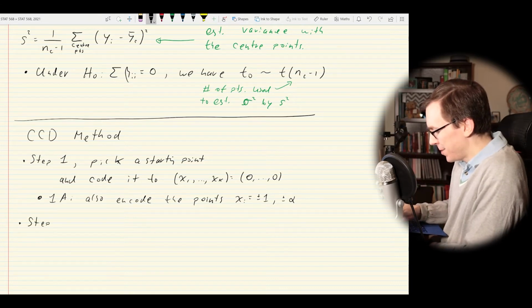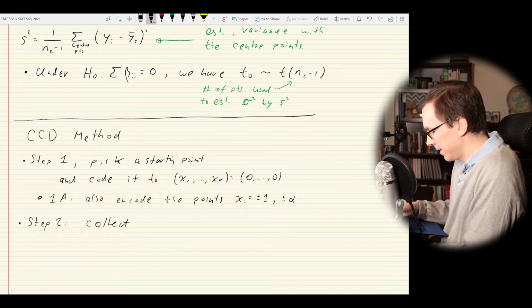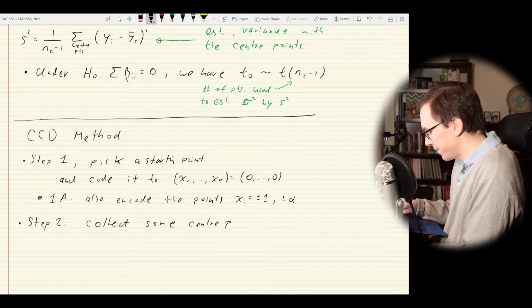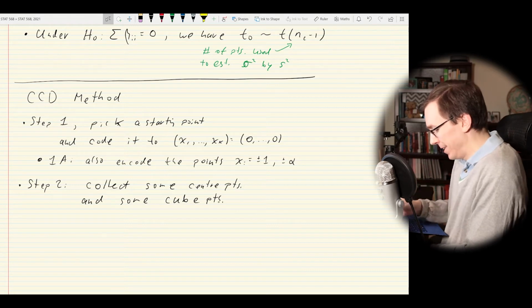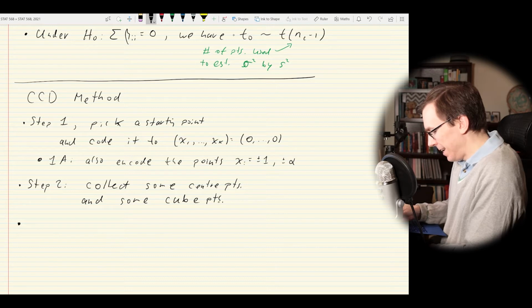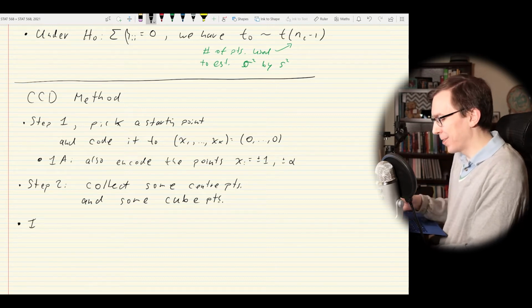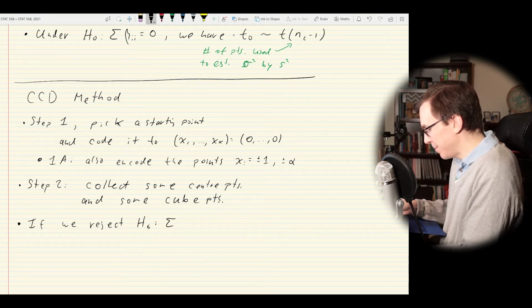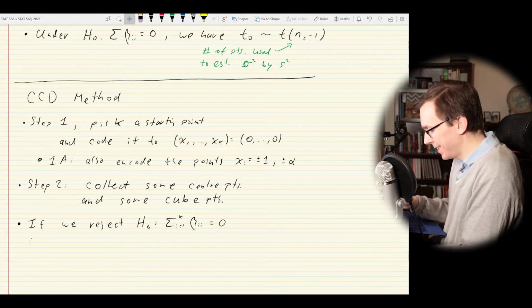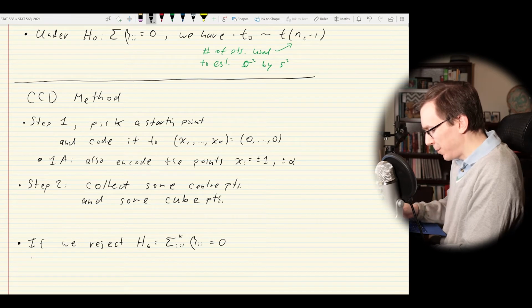And then maybe we'll call it step 2, collect some center points and some cube points. And then we can kind of go in 2 different directions. So we'll say, I'm not very good at actually writing out algorithms and pseudocode, so I'm just making this up as I go along. If, let's say, we reject H naught, that the sum i from 1 to k of beta i is equal to 0, maybe we'll call this step 3. Yeah, we'll call this step 3 and then get rid of that bullet point.